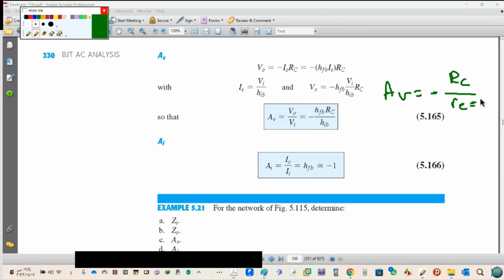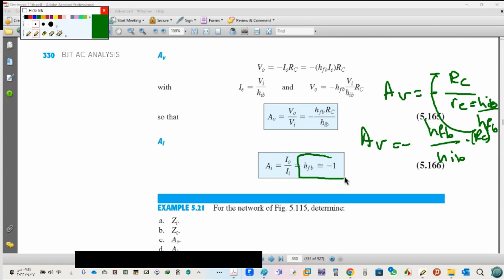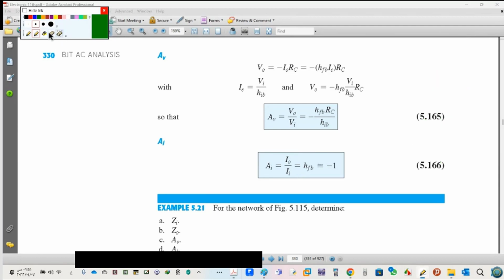RE, as explained, it's HIE over HFE. So take this up. AV is minus HFB over HIB multiplied by RC. AI, HFB, it's minus 1. I guess now it's easy for you. Hard or easy?